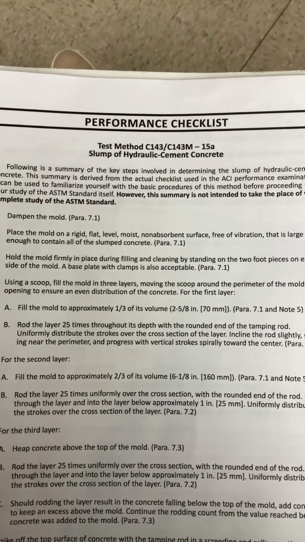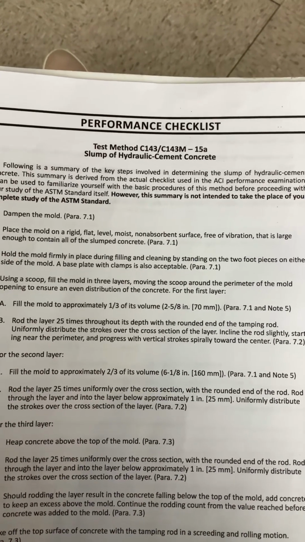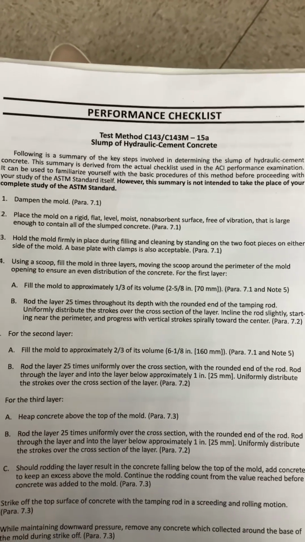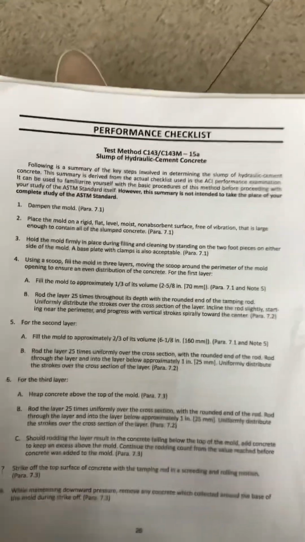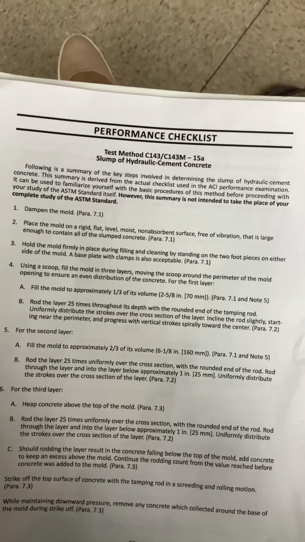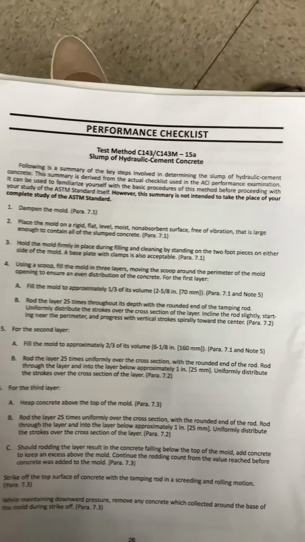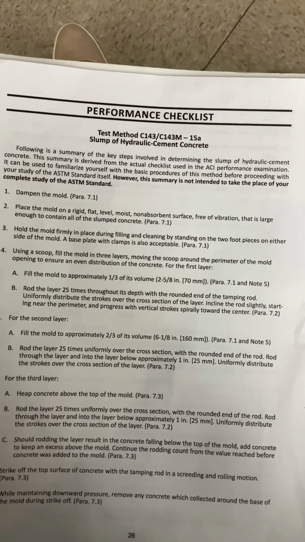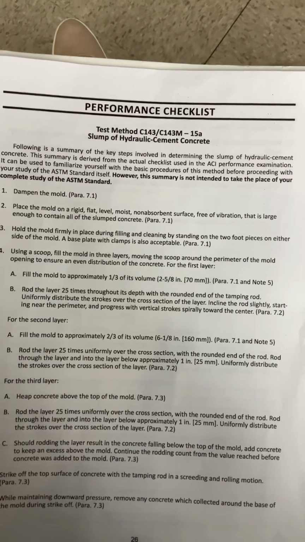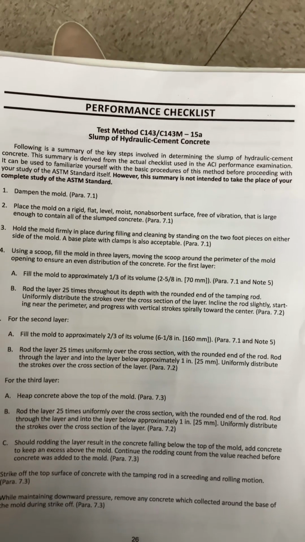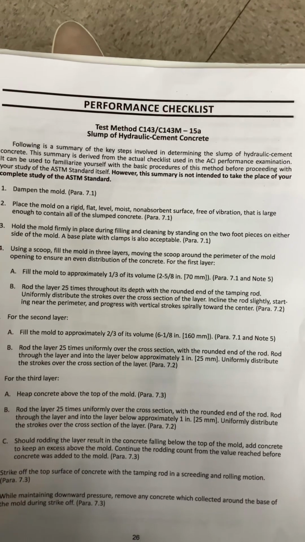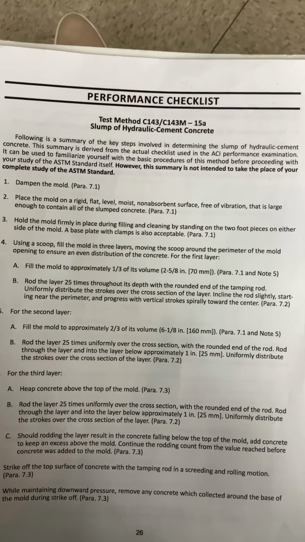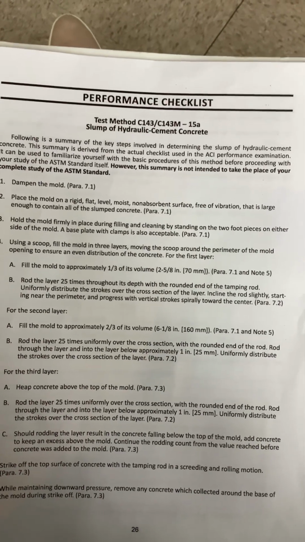The following is a summary of the slump of hydraulic cement concrete. Following is a summary of the key steps involved in determining the slump of hydraulic cement concrete. The summary is derived from the actual checklist used in the ACI performance examination. It can be used to familiarize yourself with basic procedures of this method before proceeding with your study of the ASTM standards itself. However, this summary is not intended to take the place of your complete study of the ASTM standards.